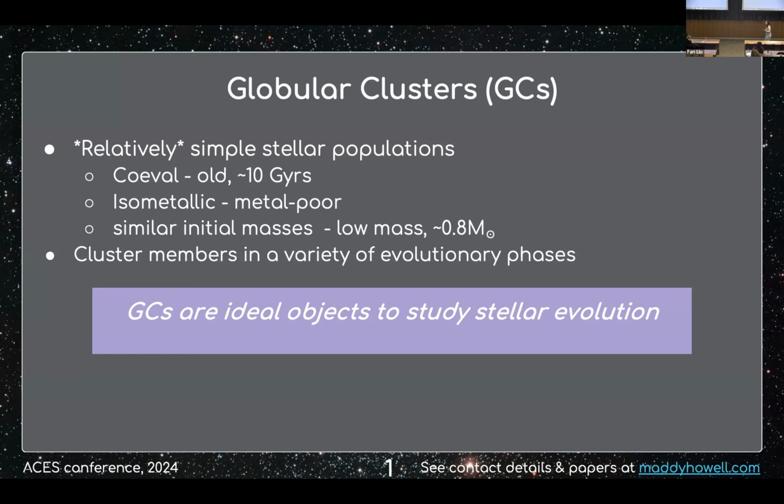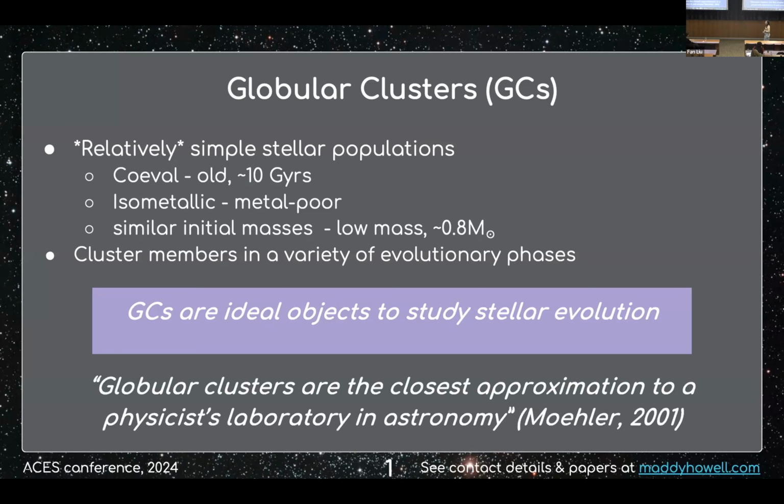Finally, cluster members are found in a variety of evolutionary phases. Because of these reasons, globular clusters are ideal objects to study stellar evolution. One of my favorite quotes about these objects is that they are the closest approximation to a physicist's laboratory in astronomy.